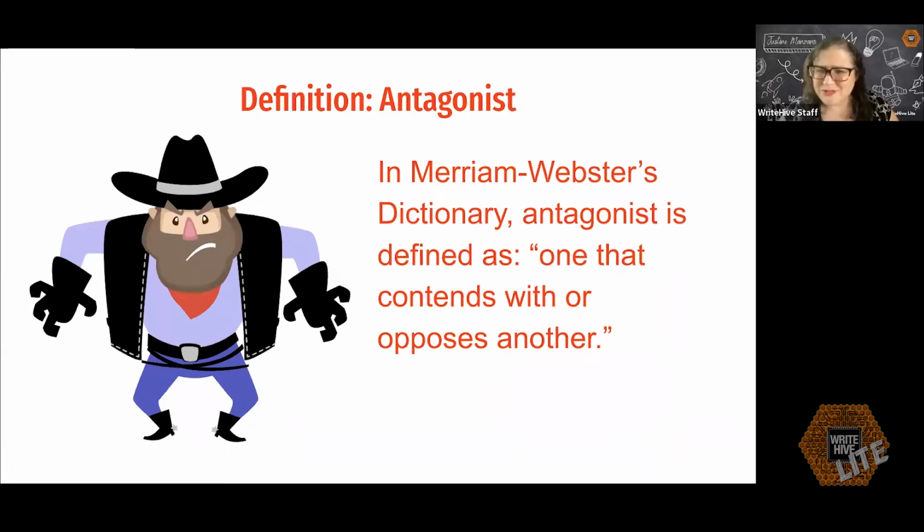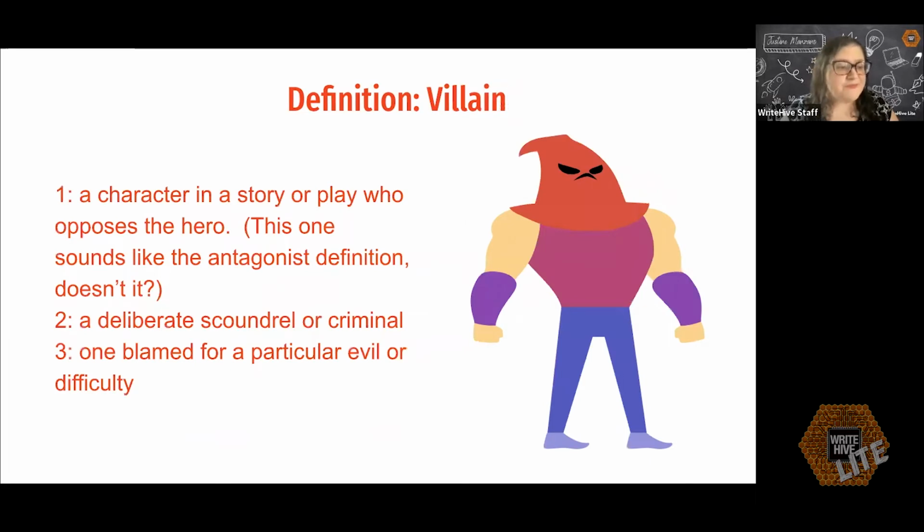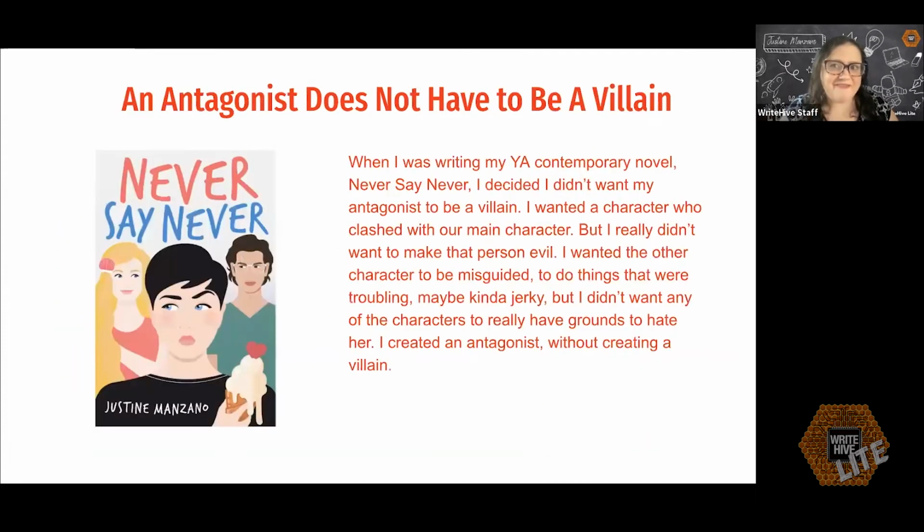Antagonist. In Merriam-Webster's dictionary, antagonist is defined as one that contends with or opposes another. So that's what an antagonist is. Meanwhile, villain has three different definitions. It can be a character in a story or play who opposes the hero, which sounds very much like the antagonist definition. A deliberate scoundrel or criminal, or one blamed for a particular evil or difficulty. So that's decidedly not the same thing as an antagonist. And that's because an antagonist does not have to be a villain.